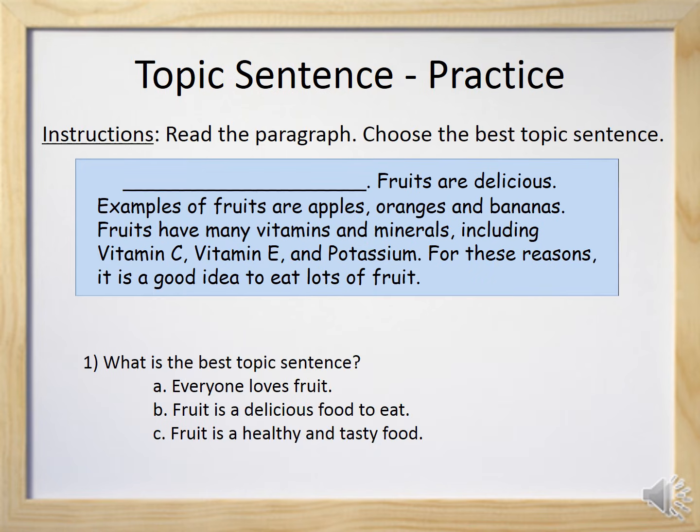Now let's practice. Topic sentence practice. Instructions. Read the paragraph. Choose the best topic sentence. The topic sentence will go in the blank. Fruits are delicious. Examples of fruits are apples, oranges, and bananas. Fruits have many vitamins and minerals, including vitamin C, vitamin E, and potassium. For these reasons, it is a good idea to eat lots of fruit. Question 1. What is the best topic sentence?